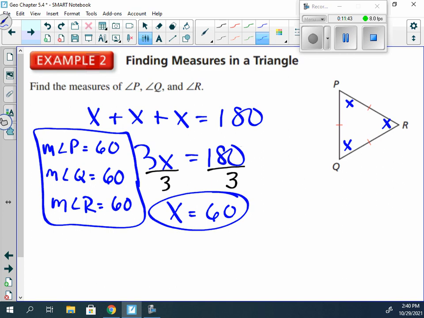And really it's going to work out that in any equiangular triangle, the three angles are all going to be what? 60. They're all going to be 60 degrees. Because that's the only way we can cut 180 degrees into three equal pieces, is if all three pieces are 60 degrees. Any questions on this here?